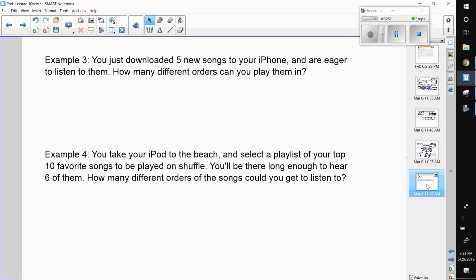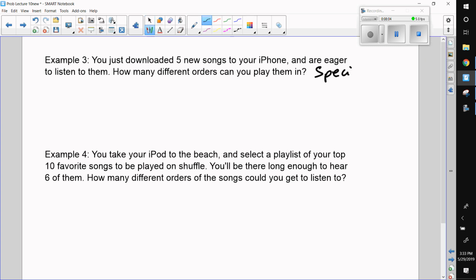Okay, we'll look at one more. So you just downloaded 5 new songs to your iPhone and are eager to listen to them. How many different orders can you play them in? So we're looking at ordering them in a specific order for this. This one's like an example of the one before. So we've just got 5 factorial, which is going to give us 120 different orders. Okay, so we've just got one number that we're dealing with.